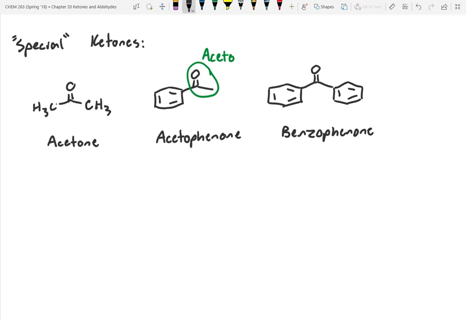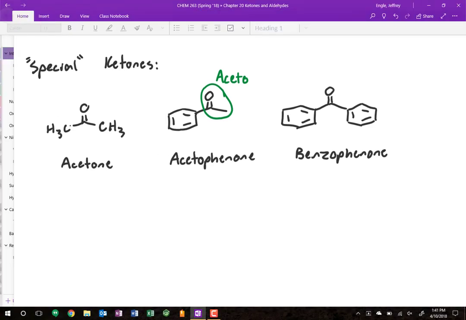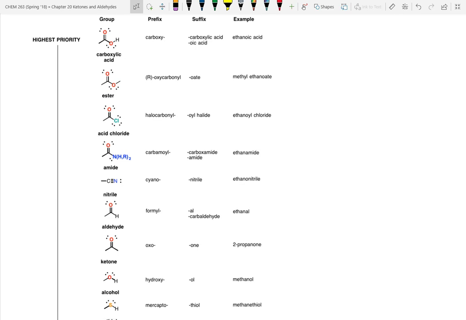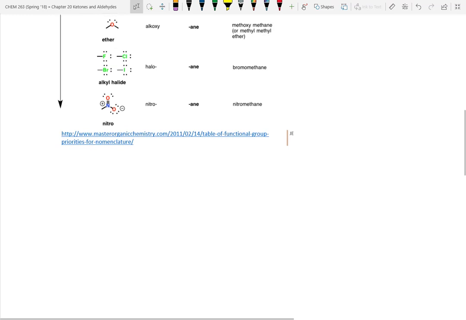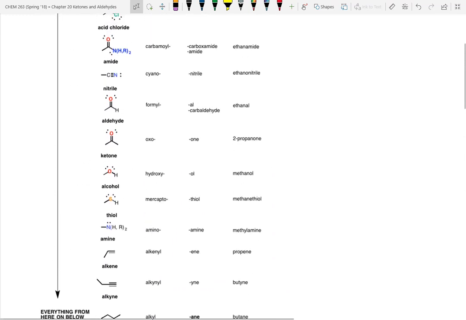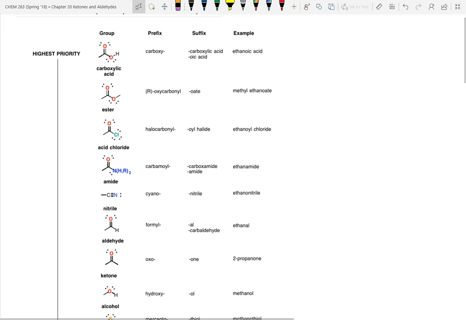I will say that naming gets a lot trickier the more you know, right? So then the question is, well, what functional group takes priority? Which suffix do I use? Which one do I not use? There's actually a full IUPAC list, and this is from a website online called Master Organic Chemistry. I've got the link on the bottom. And he's got them in order of most important to least important.